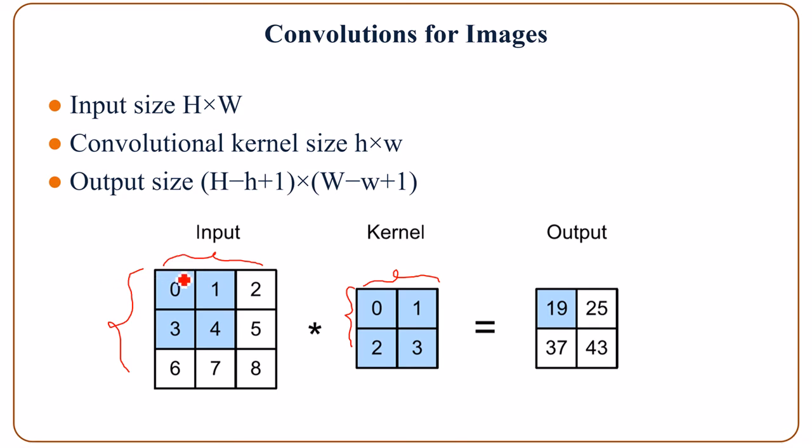So if we do that, we have 0 times 0, which is 0. 1 times 1 equals 1. 3 times 2 equals 6. And 4 times 3 equals 12. So 12 plus 6 plus 1 gives us 19.